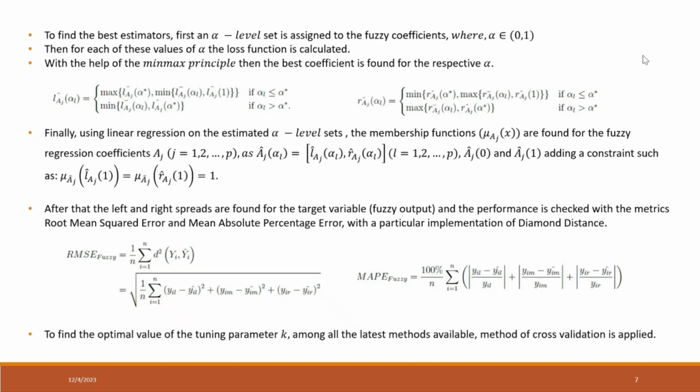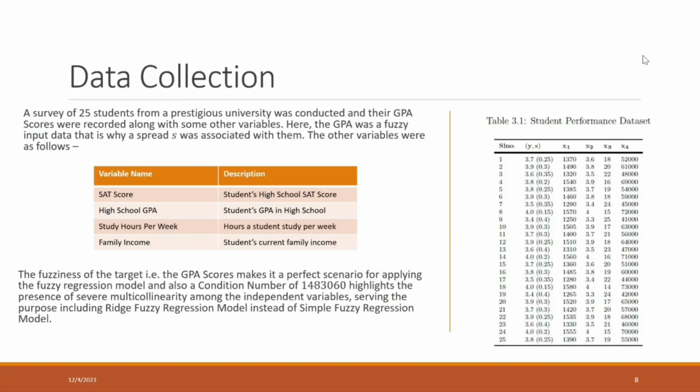We find the value of the parameter k with the help of cross validation, and we then fit it into the objective function. For each of the alpha levels we find the regression coefficient, and we see with the help of the minimax principle which is the least, and then we regress and find the membership function and the regressed set. So in the application part, a survey of 25 students from a prestigious university was conducted.